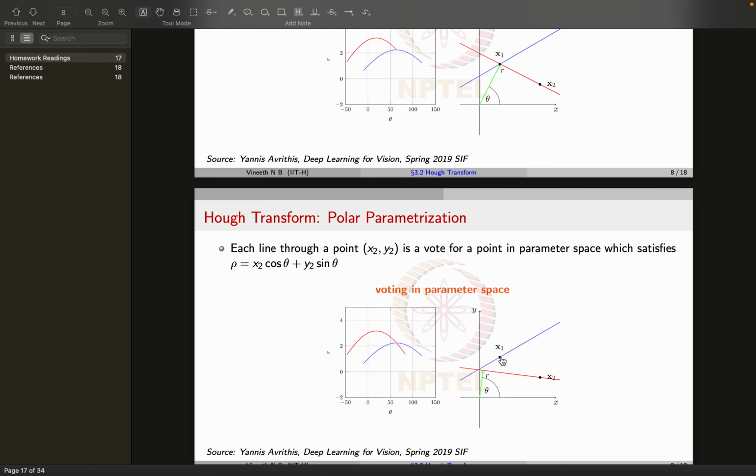But there is only one line that can pass through both x1 and x2, right? So the point where they intersect in this parameter space would be the values of theta and r that represent the line connecting x1 and x2.